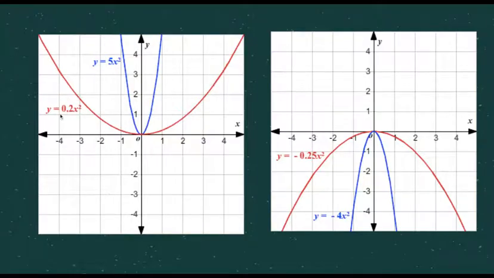The coefficient of the x squared either widens or thins out the graph, and it is the opposite of what you would think. The higher number makes the graph quite thin compared to a lower coefficient, which makes it quite wide. And again, if we have a negative value for the coefficient, we see a reflection in the x-axis.